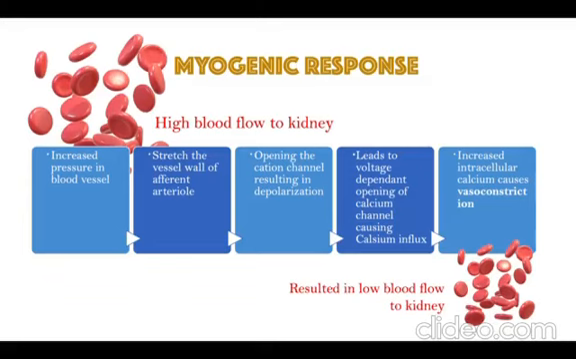So from high blood flow to the kidney, which increases pressure in blood vessels, this will stretch the vessel wall of afferent arterioles and cause opening of the cation channel, which results in depolarization. So it will lead to voltage dependent opening of the calcium channel, causing calcium influx. So calcium enters. Increased intracellular calcium will cause vasoconstriction, which results in low blood flow to the kidney, back to normal.